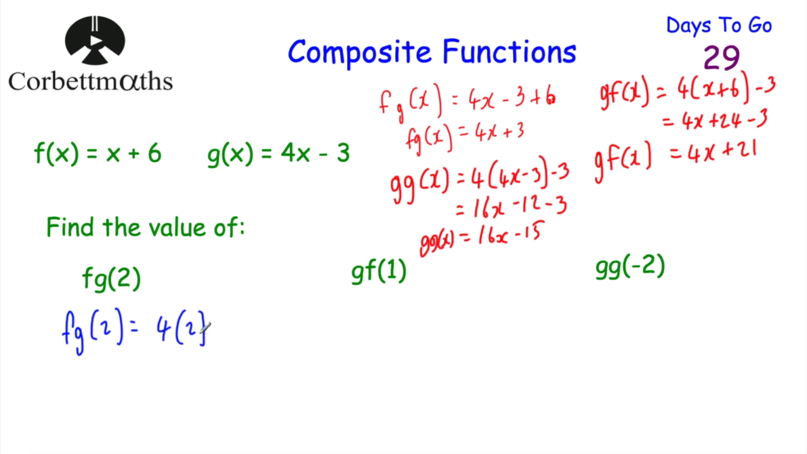So 4 times 2 plus 3. And 4 times 2 is 8, plus 3 is 11. So that'll be equal to 11. Okay, next one, gf of 1.